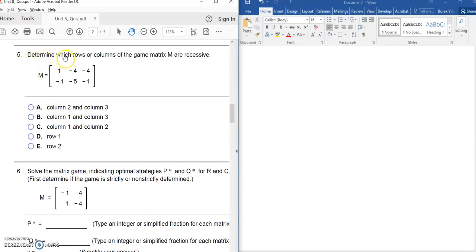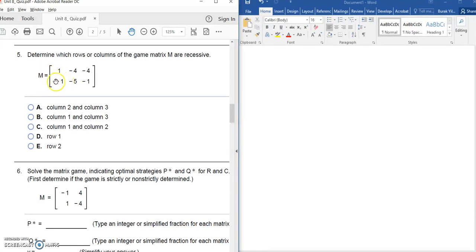So number 5, determining which rows or columns in the matrix are recessive. So that means for rows, we're supposed to find any row where every single entry is smaller than or equal to the entries of another row. That's recessive. And for columns, any column that has entries that are bigger than all of the entries of another column. So there are only 2 rows, so let's see.